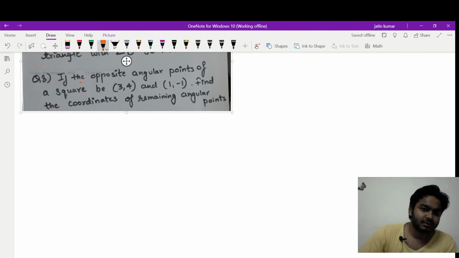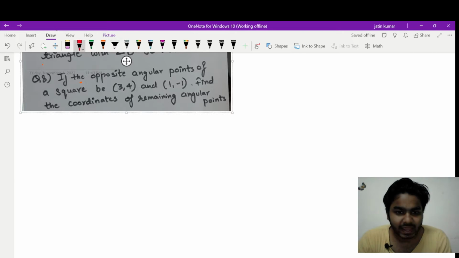Okay, so let's begin with question number 8. Question number 8 is, if the opposite angular points of a square be 3 comma 4 and 1 comma minus 1, find the coordinates of the remaining angular points.